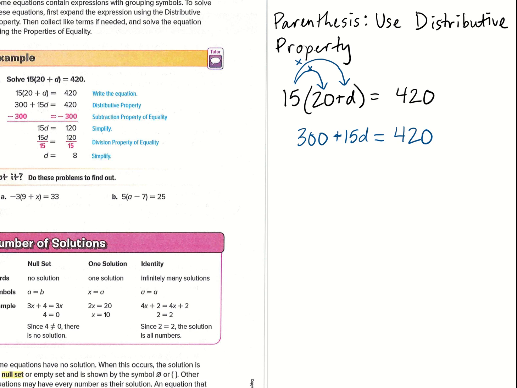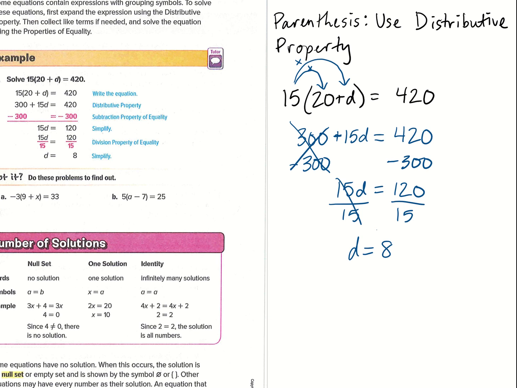Now we just have a two-step equation, just like we've been working with in the past. So now we just solve like normal. Do the addition and subtraction first, and that will cancel. Then we're left with 15d equals 120. Finally, to isolate the variable, we divide both sides by 15. We are left with d equals 8. That is your solution for example number 1. So make sure you get that down and understand the steps.